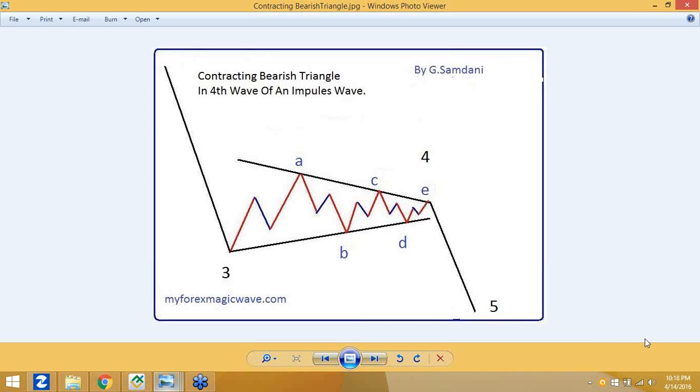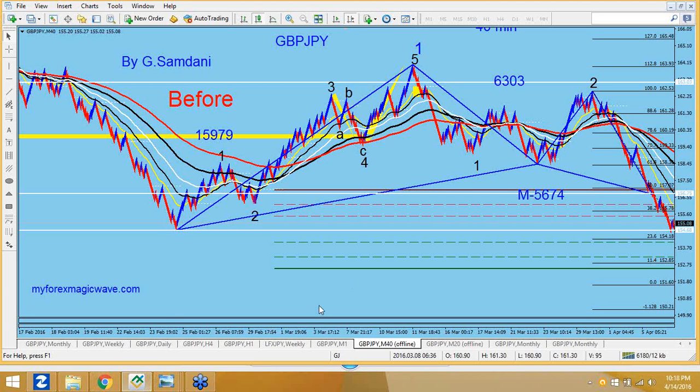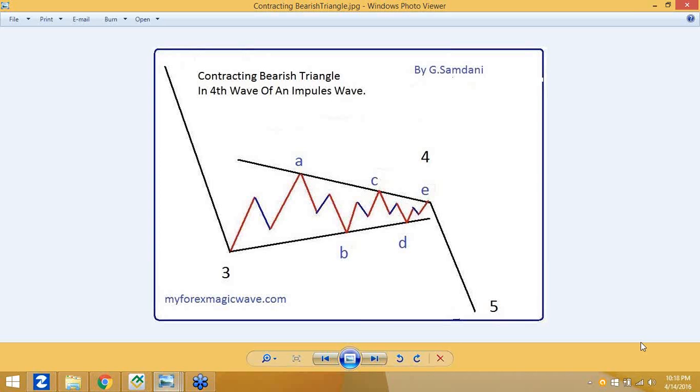And here's the picture of this. This is what happened. It doesn't have to be exactly the same, but that's the idea, that this is what price does in wave 4. All right, so this is it for now.